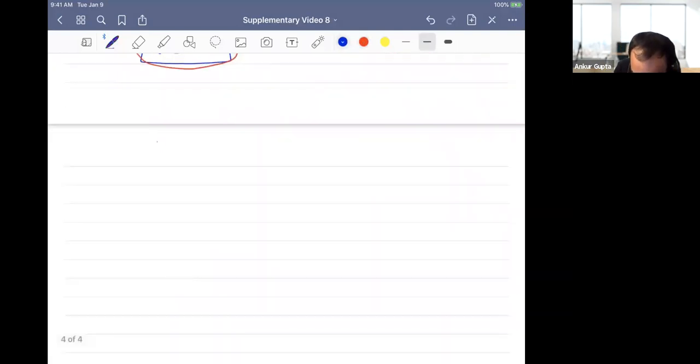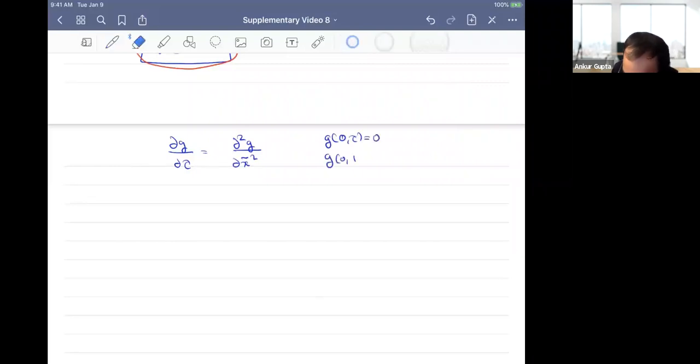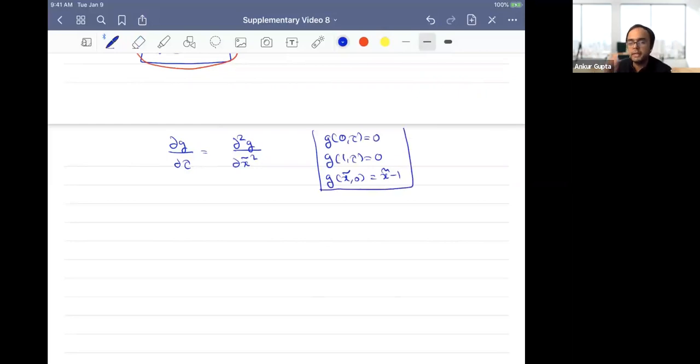So now my problem essentially becomes this. So my problem becomes del G by del tau is del square G by del x square, and G of 0 comma tau is 0, which is the boundary condition which we created. G of 1 comma tau is 0, but G of x comma 0 is x minus 1. So this is because when we have a theta, which is 1 minus x, we want to make sure we are accounting for that in the initial condition.